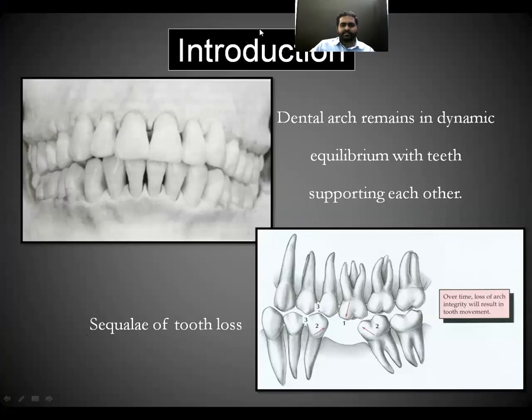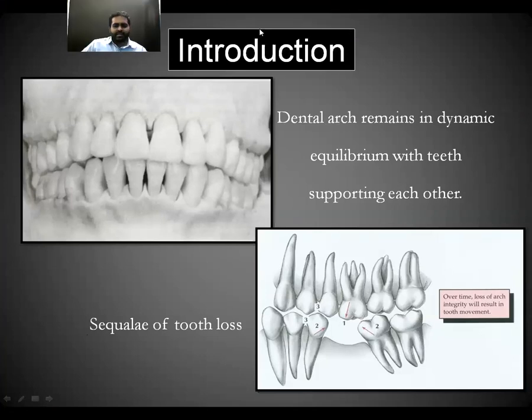So basically, your dentition remains in dynamic equilibrium with the teeth supporting each other. So when a tooth is lost, the adjacent teeth try to drift. The edentulous area will be compromised when you have the drifting of the teeth. These are the sequelae of tooth loss. So basically, we avoid that by giving the fixed prosthesis or the removable prosthesis. We avoid the encroachment of the adjacent teeth on the edentulous area.